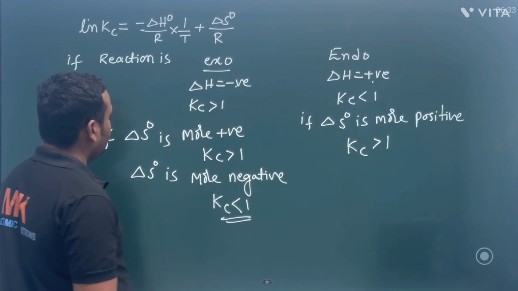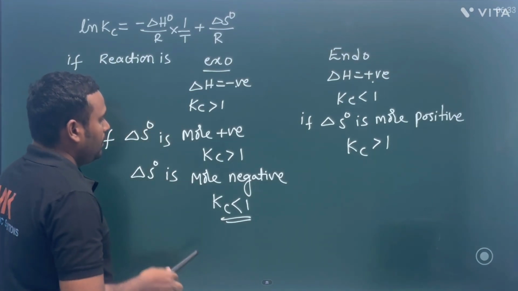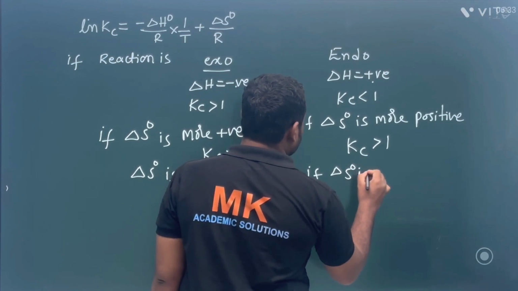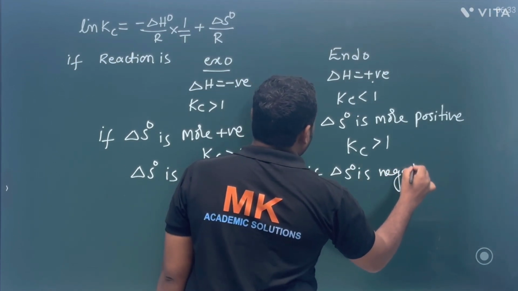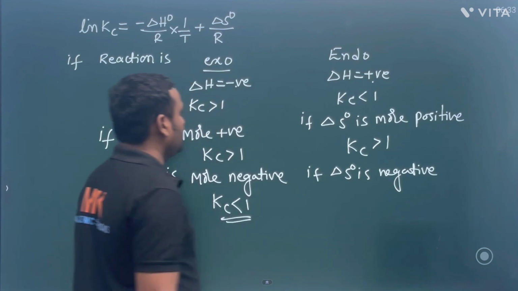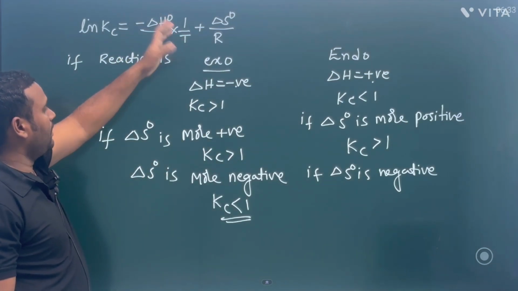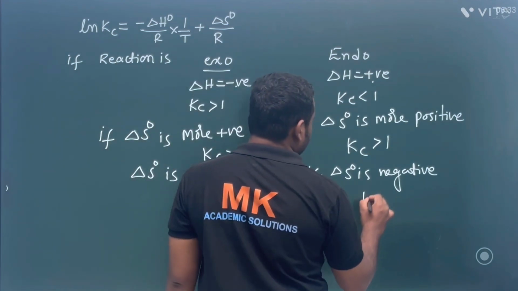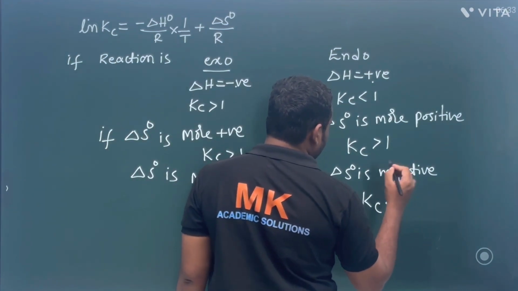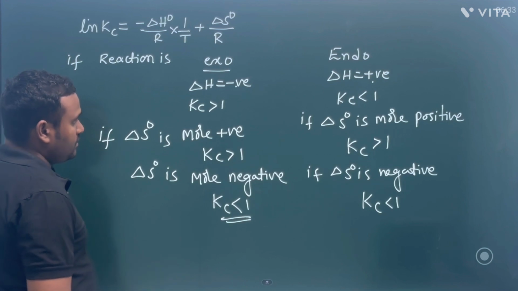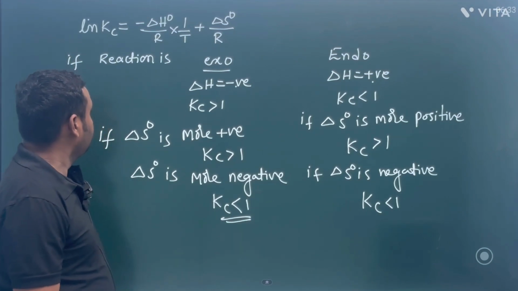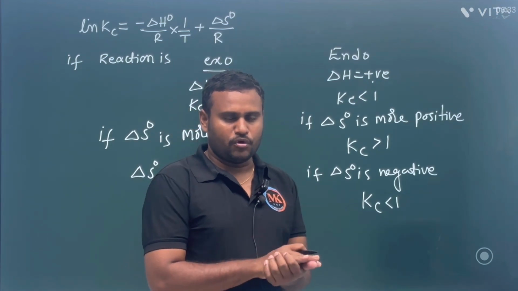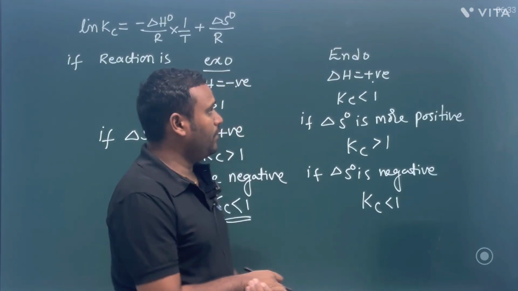And one more thing here, if delta S naught is negative, here we are already getting the negative value, and again it is also negative, so total Kc will be less than 1. Okay, and one more condition, if delta G naught, okay, so these are the important conditions about the van 't Hoff equation and thermodynamic relations.